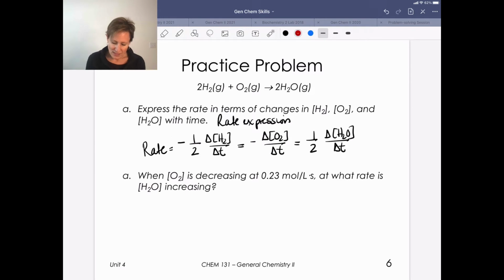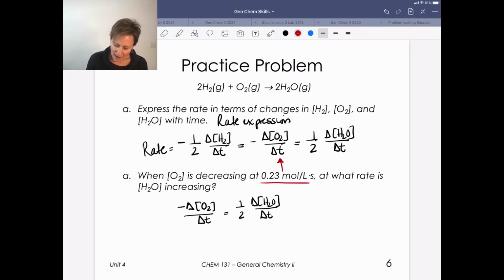So now they're telling us that when O2 is decreasing at 0.23 moles per liter per second, so that's molarity per second, okay? That's telling us that we're having this value be equal to that. We want to know what is the rate of H2O that's increasing. So let's follow the steps that we practiced there. We said we're going to take whatever those 2 pieces are, and we're going to set them equal to one another. So this guy, and we're going to set it equal to the one that has to do with water. So that's, again, a positive delta H2O as a function of a change in time.